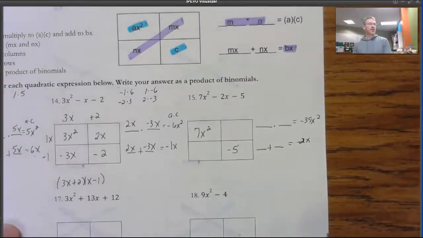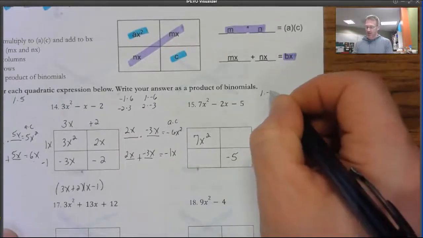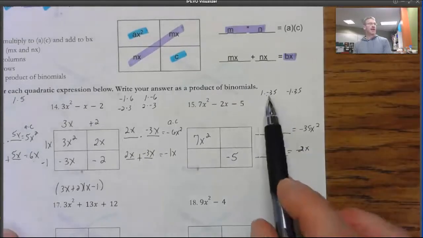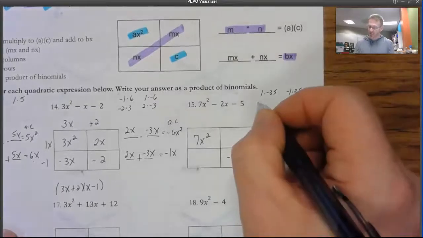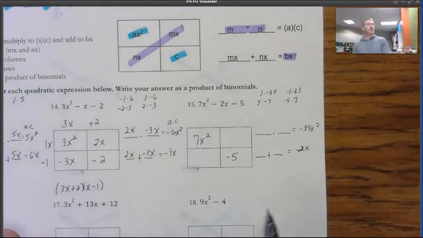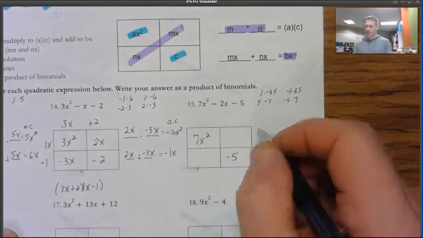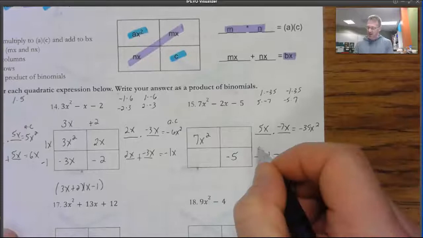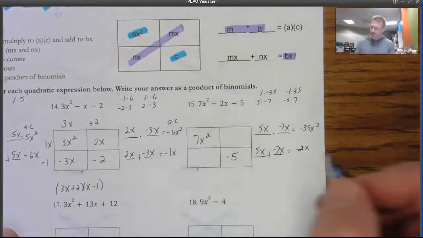So now I think about the ways to get 35. Once again, I'm multiplying to get a negative, so I can do 1 times negative 35, or negative 1 times 35. Well, when I add that, I get negative 34 and positive 34, so not quite. And there's only one other way to get 35, which is 5 times negative 7, or negative 5 times 7. And I need to get to negative 2x, so a 5 and a negative 7 gets me to negative 2. So I want 5x and negative 7x, that's negative 35x squared, and then 5x plus negative 7x is negative 2x. So drop those in.